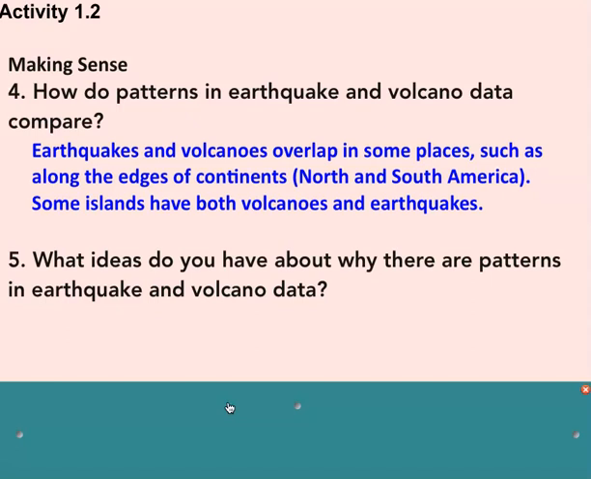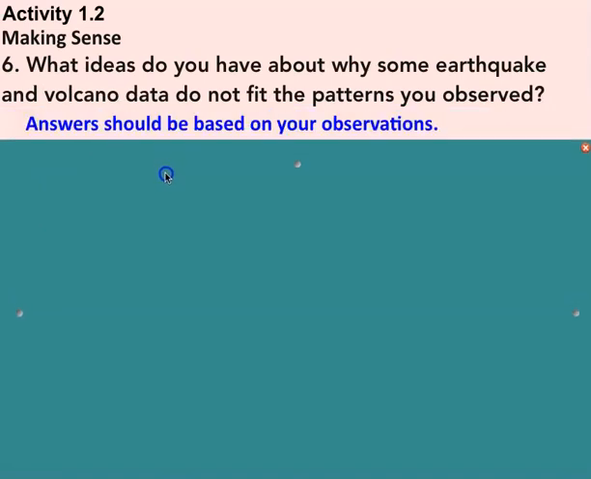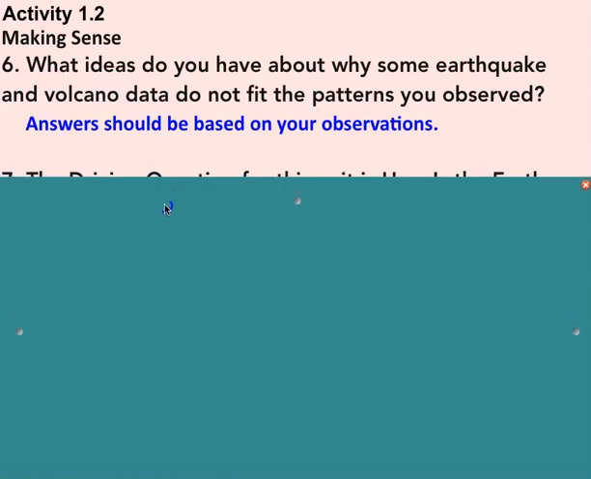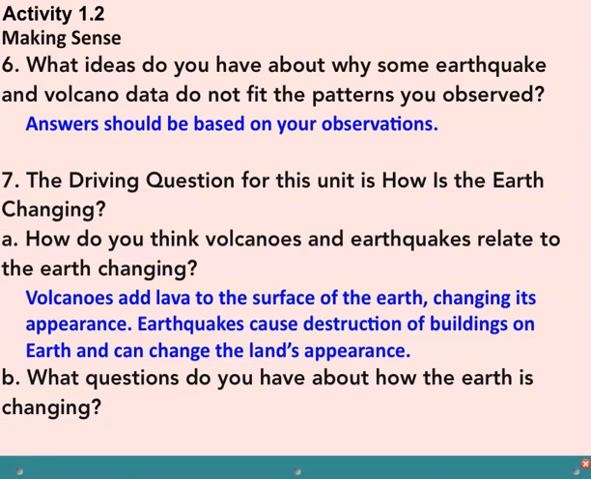So why do they both occur where they do? And then when we get to 6, what ideas do you have about why some earthquakes and volcanoes do not fit the patterns? Again, the answers are going to vary, but they should be based on your observations. And again, we're going to come back to this, just like 7.